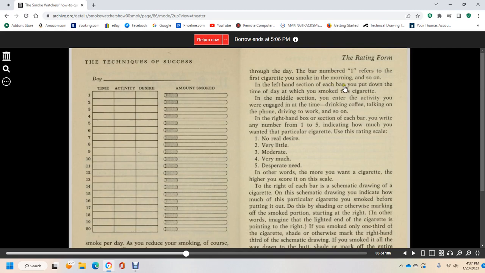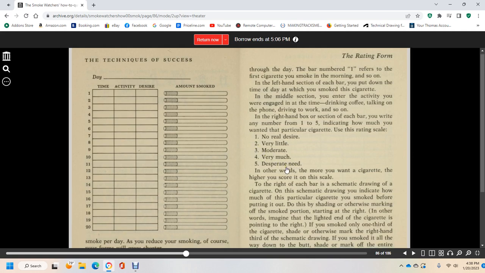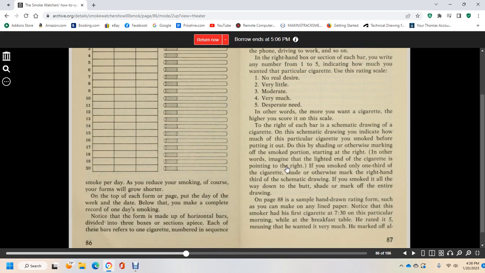In the left-hand section of each bar, you put down the time of day you smoke that cigarette. In the middle section, you enter the activity you were doing at the time, drinking coffee, talking on the phone, driving to work, and so on. In the right-hand section of each bar, you write a number from 1 to 5, indicating how much you want that particular cigarette. The rating scale is 1, no desire, 2, very little, 3, moderate, 4, very much, 5, desperately needed it. In other words, the more you want a cigarette, the higher your score is on the scale.